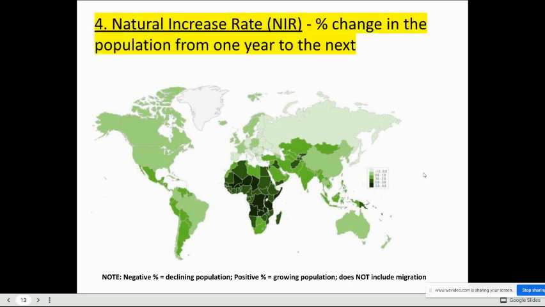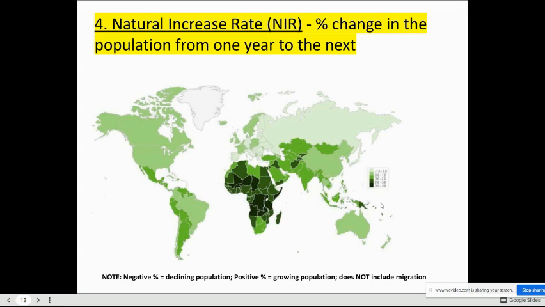Okay, so we take those two numbers, we take birth rates, and then we minus death rates. Birth rates are adding to the population, death rates are declining from the population, and what we get then is the change in population. We can calculate that change as a percentage, and we would get that change as the natural increase rate. So the natural increase rate is the percentage change in the population from one year to the next. So how fast is a country growing?